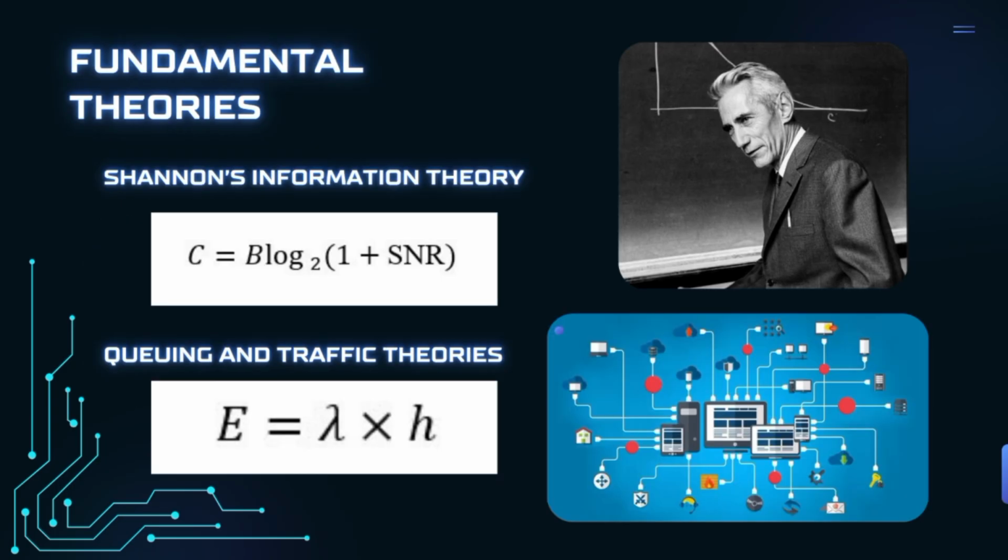Several theories form the backbone of cellular communication. Some theories, like Shannon's theory, define the maximum possible data rate under noisy conditions, guiding engineers in optimizing bandwidth use. Others, like the Friis equation, help predict how much power is received by the antenna over a given distance. The Huygens-Fresnel principle explains how signals can bend or diffract around obstacles, important in urban areas. Lastly, queuing and traffic theories deal with how many calls or data requests a system can handle at once, ensuring users experience minimal congestion and dropped calls.